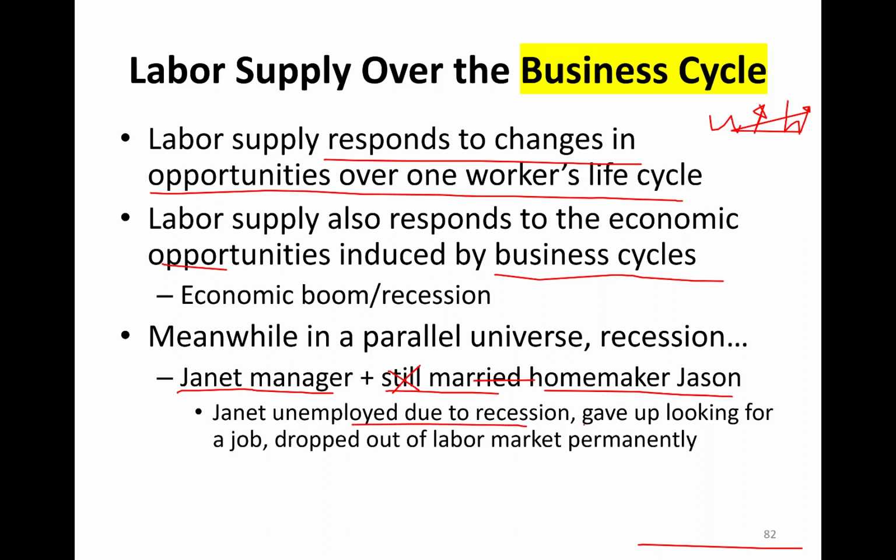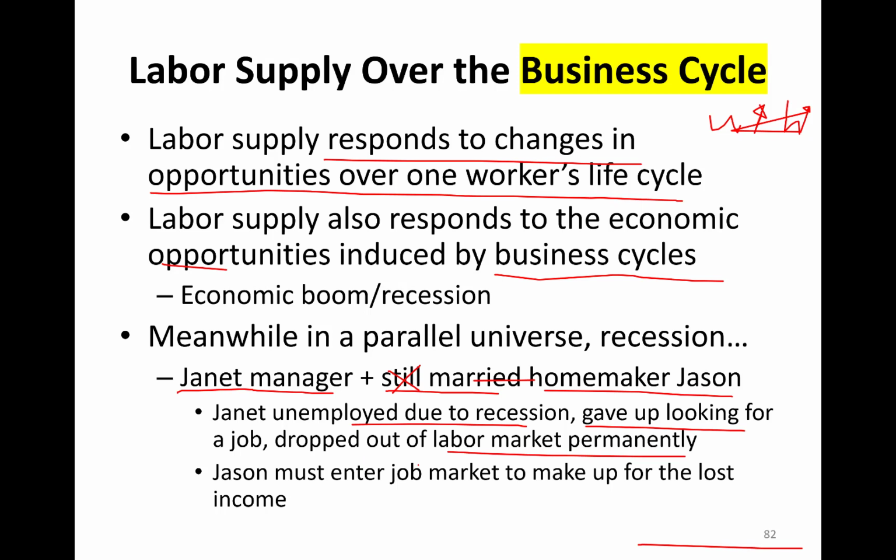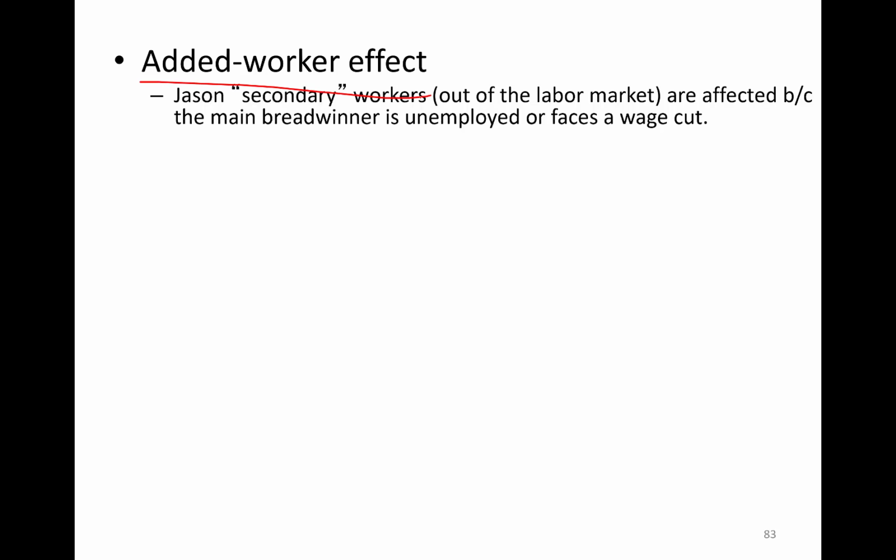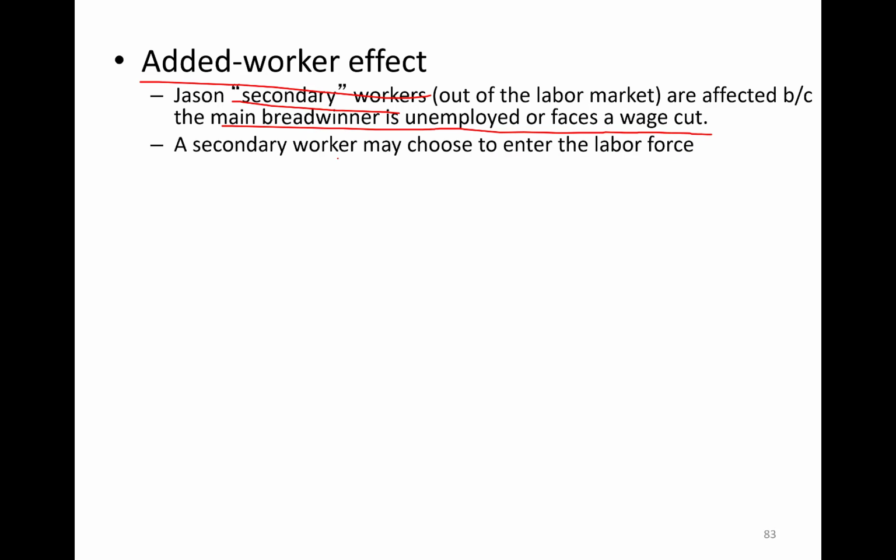What happens right now is really important. She gives up looking for a job and drops out of the labor market permanently. Then Jason must enter the job market to make up for the lost income. So they're changing their roles. The added worker effect is what Jason is adding to the economy. Jason, the secondary worker, who was initially out of the labor force, is affected because the main breadwinners are unemployed or facing a wage cut. Secondary workers may choose to enter the labor force, so they're increasing the number of people in the labor force.